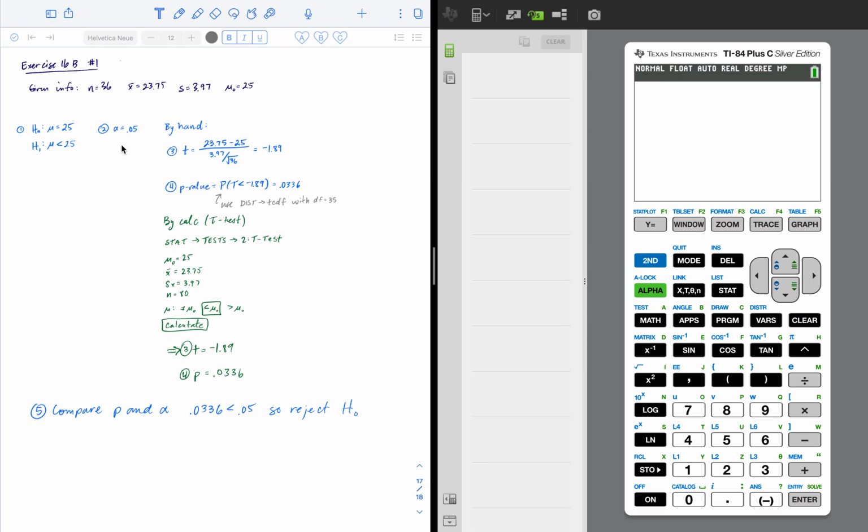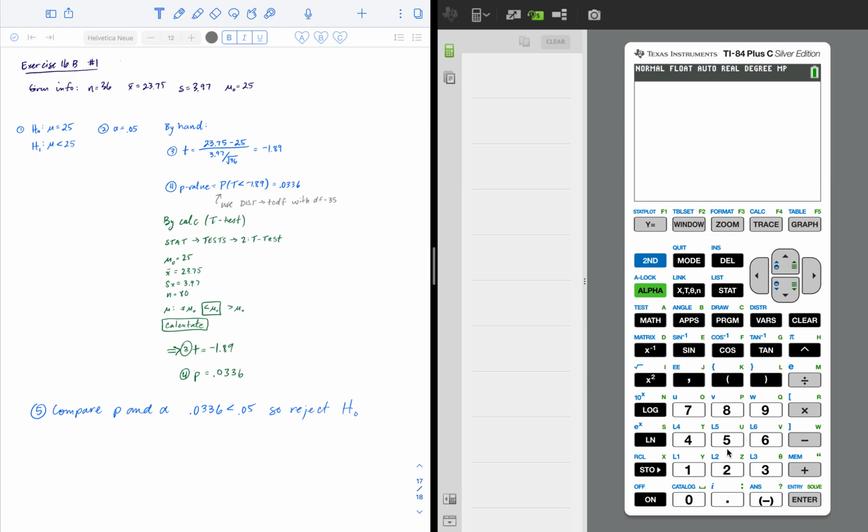For steps 3 and 4, to calculate the t-value and the p-value, we can do that 2 different ways. The first way I'm going to show you is to do it sort of by hand, and that is where we use the formula for t, which is the sample mean minus the expected mean divided by the standard deviation over the square root of the sample size.